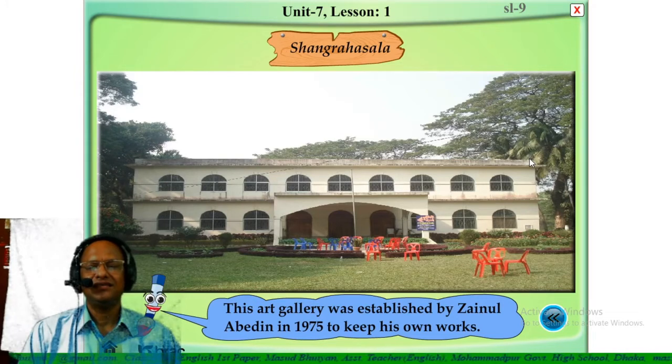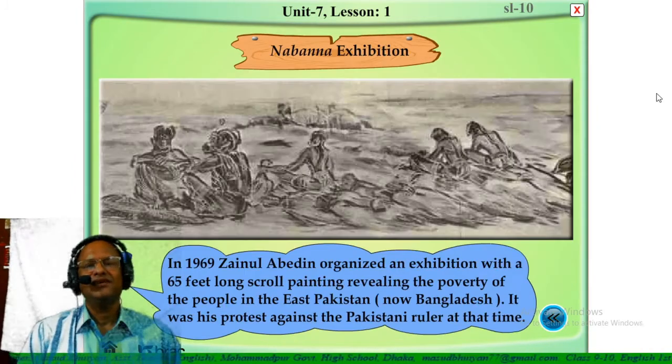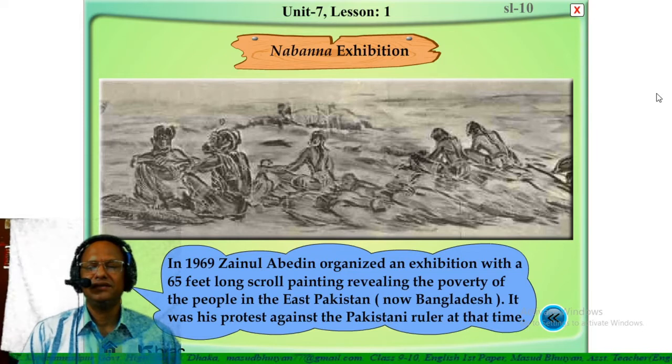Sangrahashala. This art gallery was established by Zainul Abedin in 1975 to keep his own works. Navanno exhibition. In 1969, Zainul Abedin organized an exhibition with a 65 feet long scroll painting revealing the poverty of the people in the East Pakistan, now Bangladesh. It was his protest against the Pakistani ruler at that time.